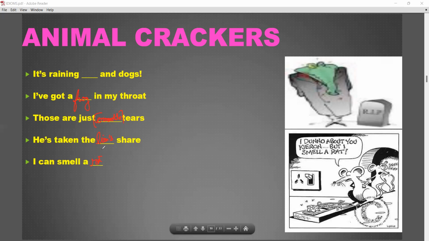Rats are notorious for doing mischievous things and all that. So I can smell a rat means that things are not going right, there's something cooking behind our backs. So that is, I can smell a rat.